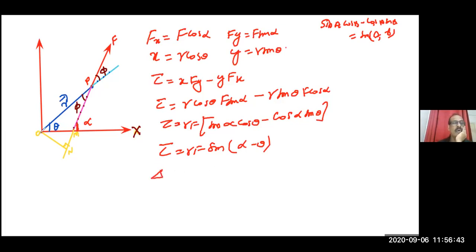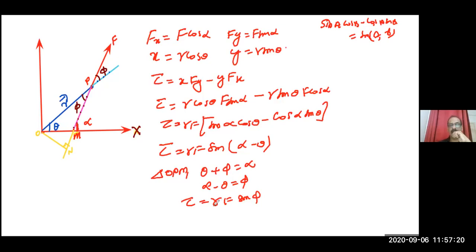From triangle OPM, the sum of the remote interior angles is equal to the exterior angle. Theta plus phi is equal to alpha. And alpha minus theta is equal to phi. Substitute. Torque is equal to RF sin phi.